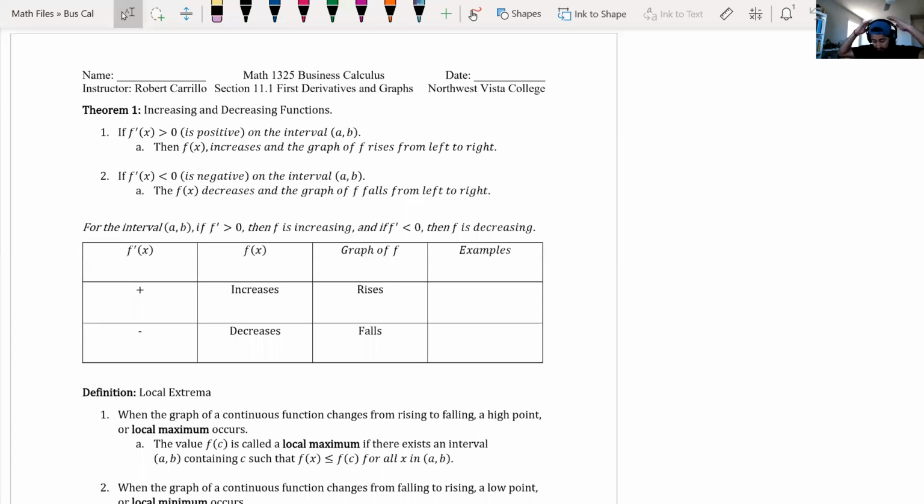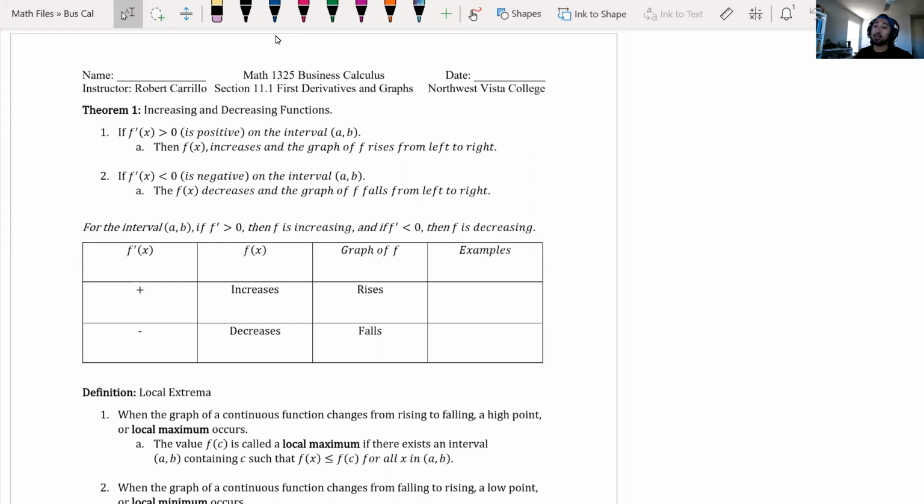All right. So today we have first derivatives and graphs. What we're going to do today is graph functions based on the characteristics of the first derivative. So the first derivative tells us a lot. The first derivative tells us the slope of the original function, which means it could tell us if the original function is increasing or decreasing.